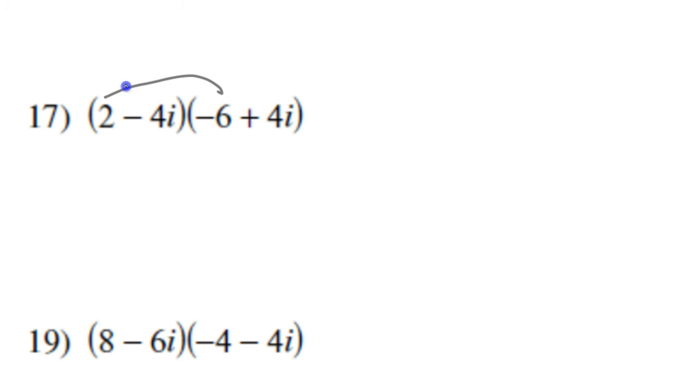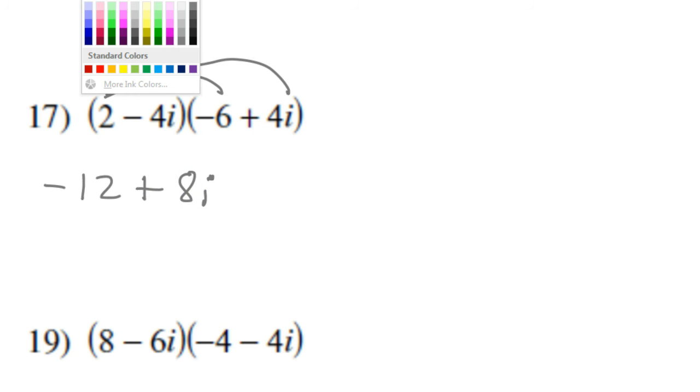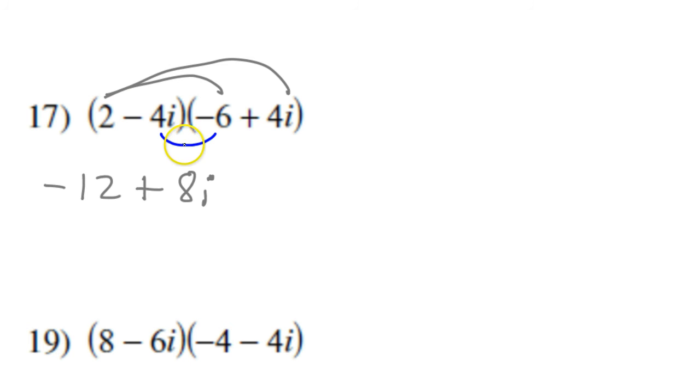All right, again, we're going to FOIL this. So 2 times negative 6 is negative 12. 2 times 4i is positive 8i. And then we'll distribute the negative 4i. Negative times negative is a positive 24i. Negative 4 times positive 4 is negative 16. i times i is i squared.